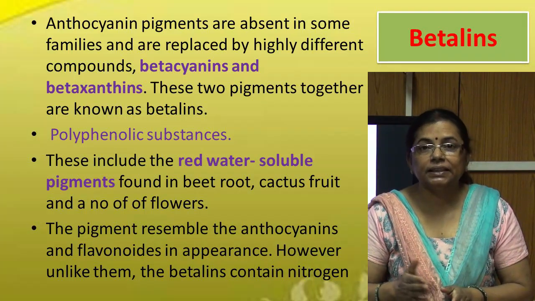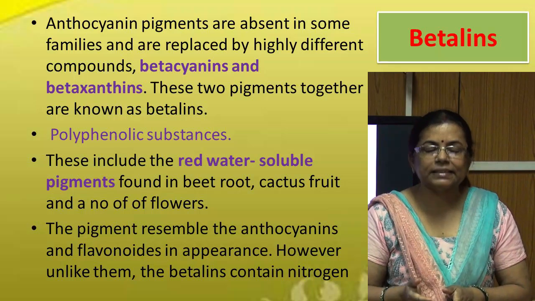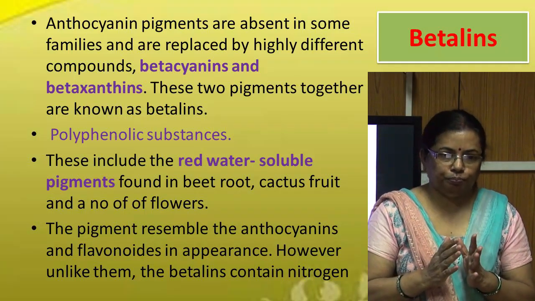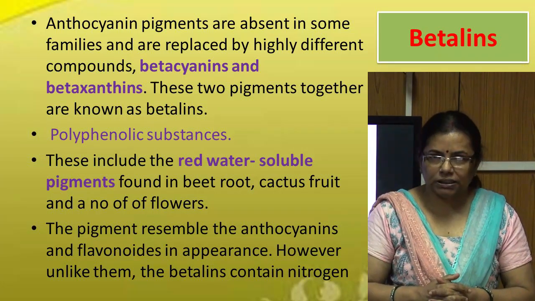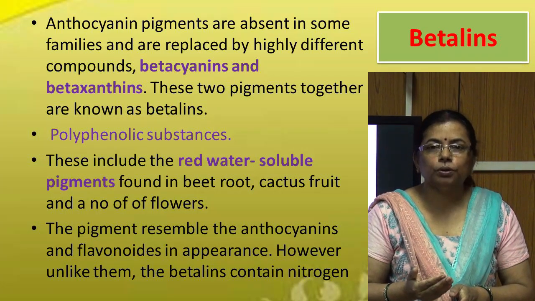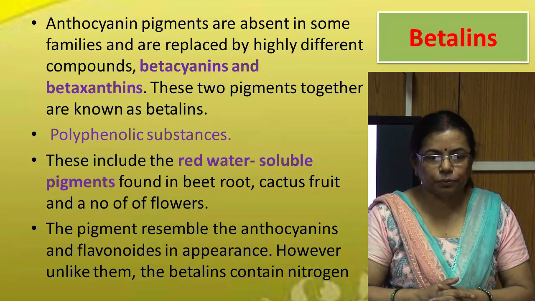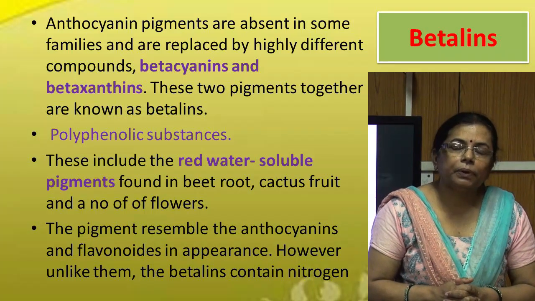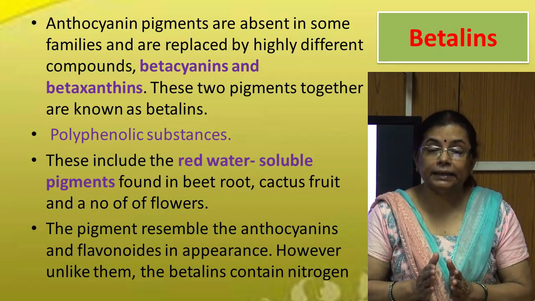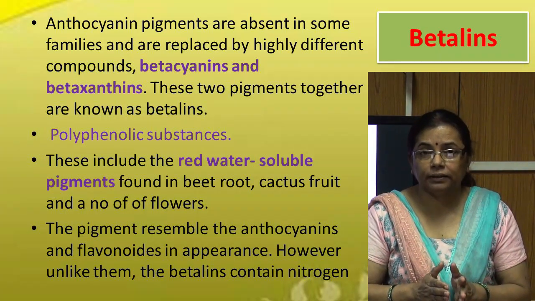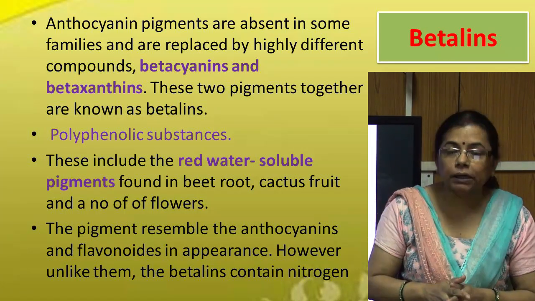Anthocyanin pigments are absent in some families and are replaced by highly different compounds, beta-cyanins and beta-xanthins, and these two pigments together are called betalains. Betalains are phenolic substances. These include red water soluble pigments found in beetroot, cactus fruit, and a number of flowers. The pigments resemble anthocyanin and anthoxanthin in appearance, but differ in that they contain nitrogen, while those pigments do not contain nitrogen.